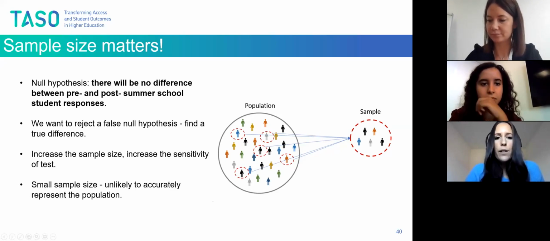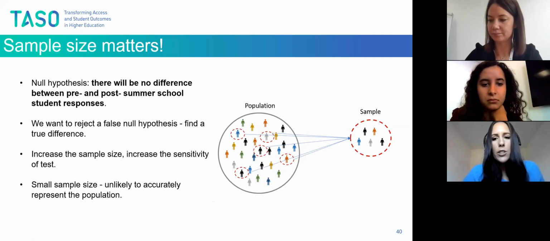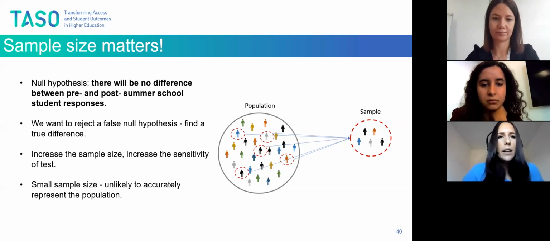On the other hand, if we've got quite a small sample size, due to sampling error, it's unlikely to accurately represent your true population. And this means we increase the chance of making something called a false negative. So we're stating that there'll be no difference between our pre and post summer school scores when actually a difference does exist. So we're making a false negative, and this is also called a type 2 error, which you might as well have heard of. So if we've got a small sample size, we're just increasing the chance of making that type 2 error.